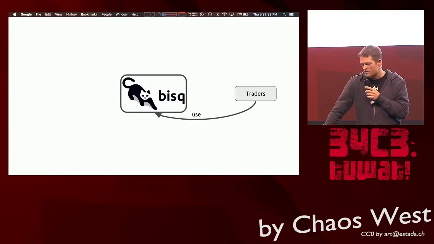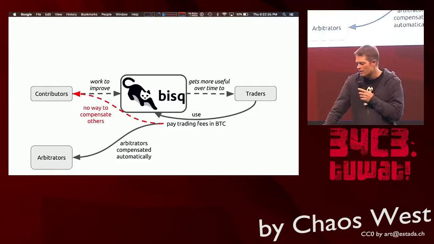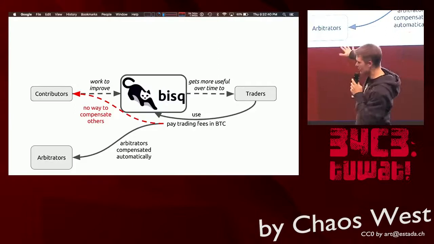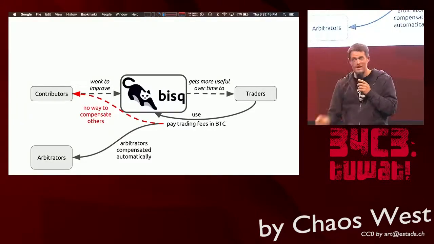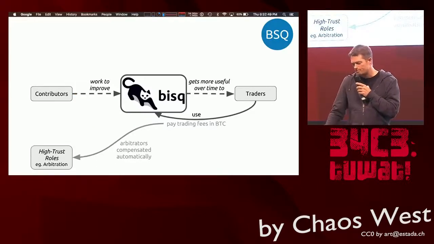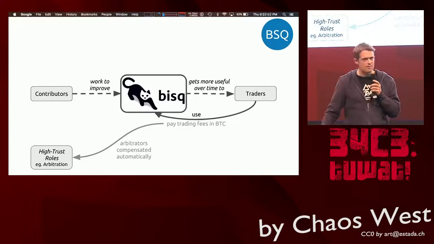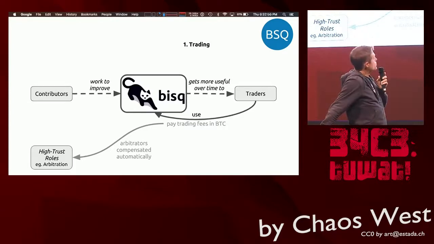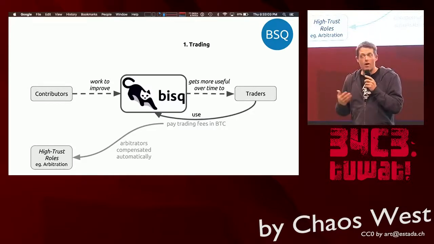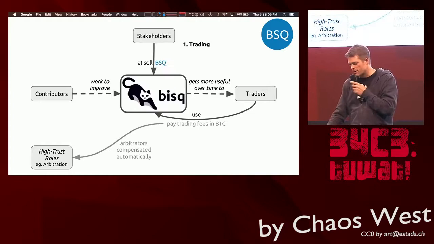I want to be able to take questions. The main problem is that the flow of funds goes only to arbitrators, like I talked about, and there's no way to compensate contributors in a decentralized way right now. So that's where BSQ comes in, and we have 5 functions or utilities of this token. And the first one is trading. People can trade BSQ for dollars or euros or Bitcoin, on Bisq, of course. That's where you can trade it.